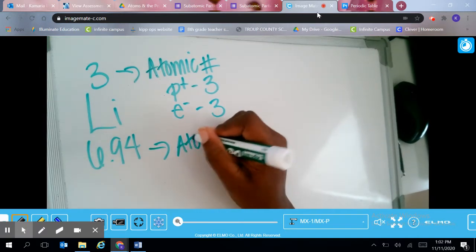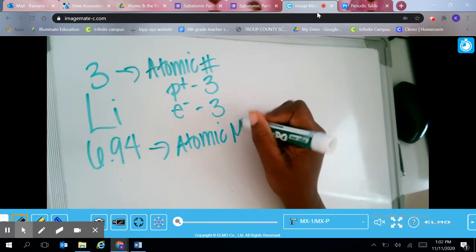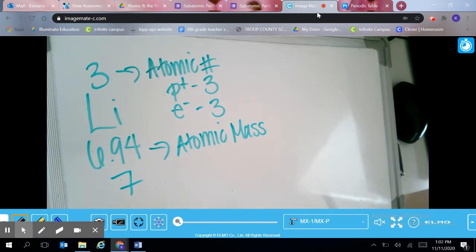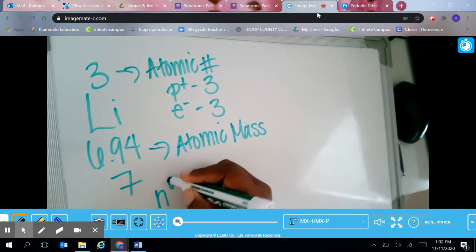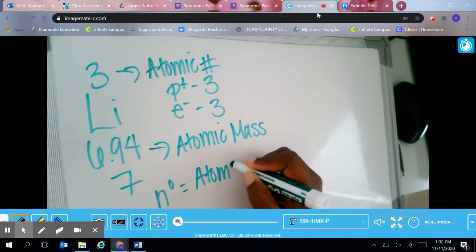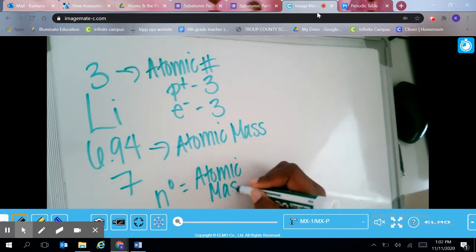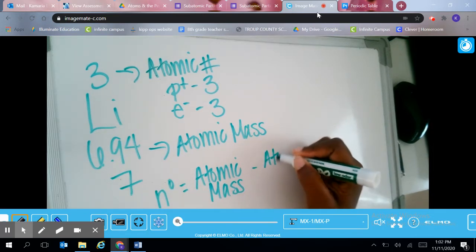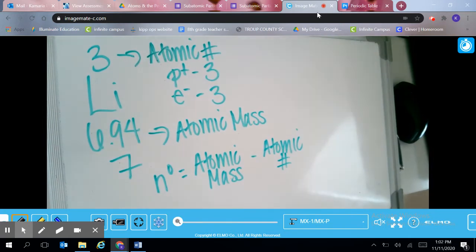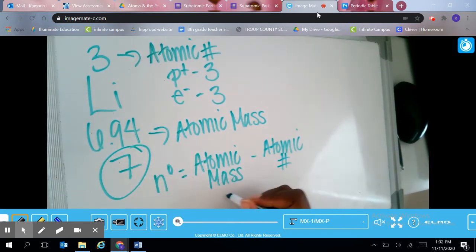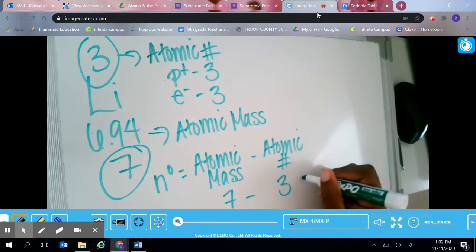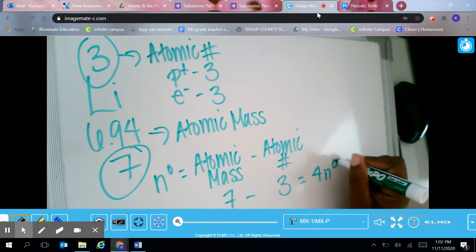6.94 is my atomic mass. And if I want to round that to a whole number, I'm going to round that to 7. And in order to find my neutrons, I have to do the equation atomic mass minus atomic number. All right, so based on the information that I got from the periodic table, my atomic mass is 7 minus the atomic number of 3. So that means I have 4 neutrons.